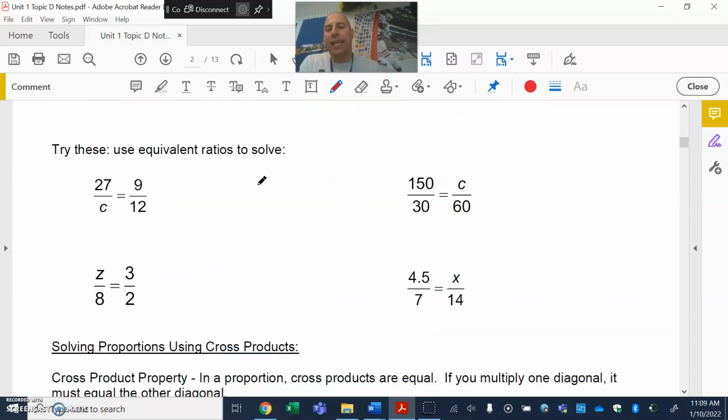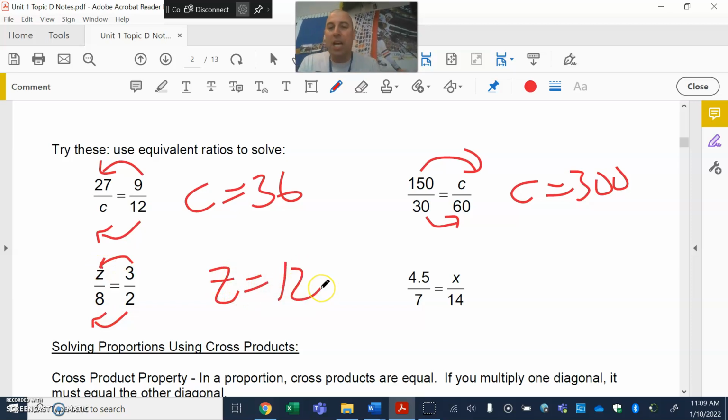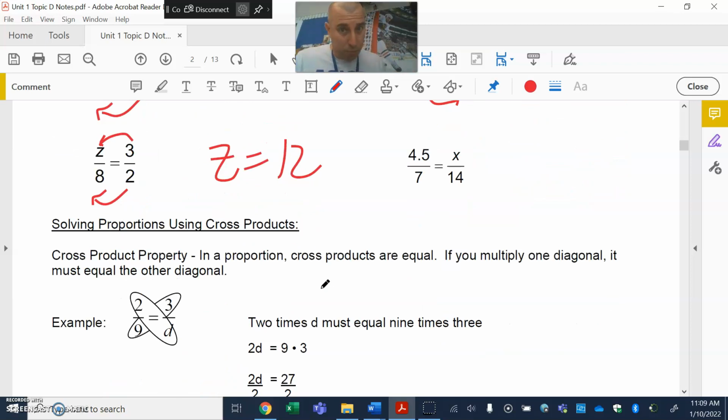What we used to do is ask, what do you do to a 9 to get to a 27? We'd all scream, times 3, which we do. So then we'd come down here and times it by 3, and say C is going to be 36 because we are multiplying by 3. So that works. Over here, what do you do? Let's multiply it by 2. So let's do the same thing, and we'd say C equals 300. And then times 4, so Z equals 12. Okay, so that's your equivalent ratios that we're used to, or in other words, your proportions.